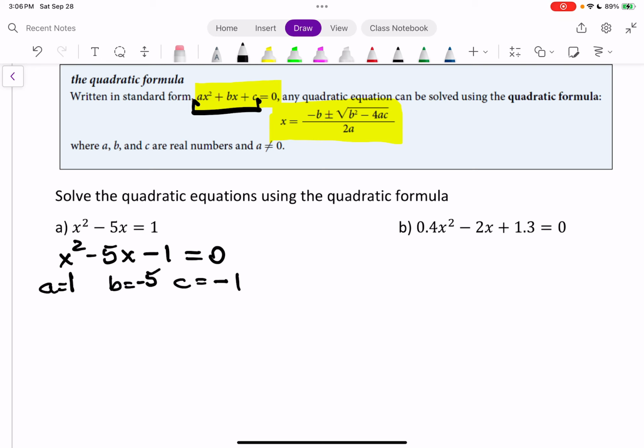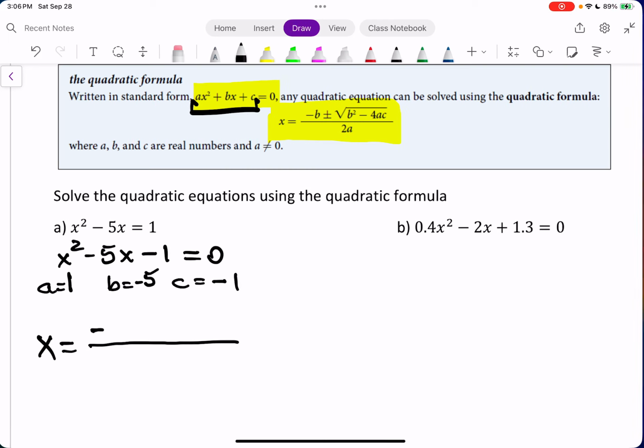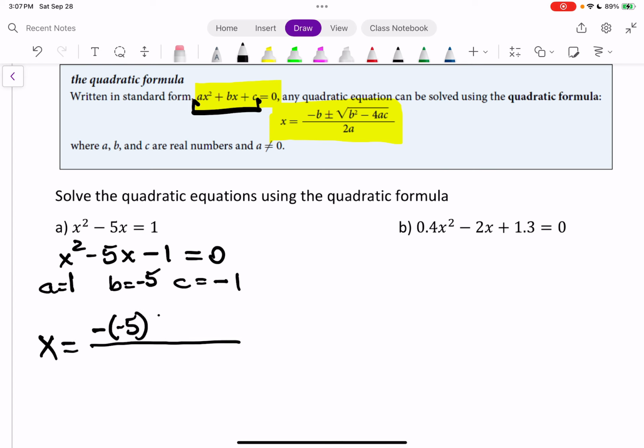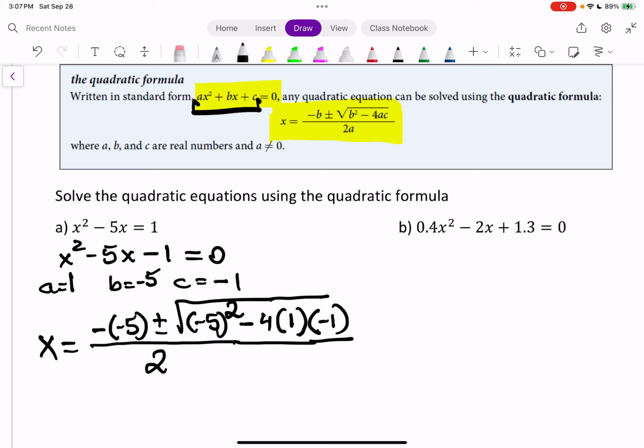Okay, so now all we have to do is take these numbers and put them into this formula that says x is going to equal negative b. Well, our b is negative 5. Plus or minus the square root of b squared. If b is a negative, please put it in parentheses because b squared means to square the negative 5. That's what b is, a negative 5. Minus 4 times a, which is 1, times c, which is negative 1. All over 2 times a, which is 1.